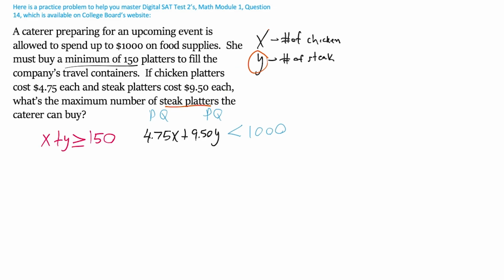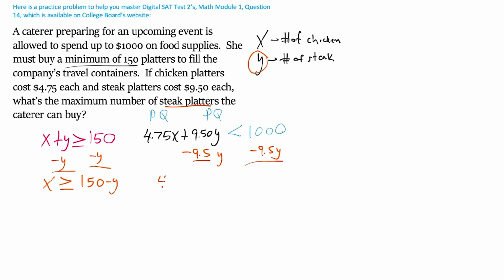In other words, we need to kind of get rid of X. And when you're substituting, the thing that you want to get rid of is the thing that you should solve for. So let me show you how that works. So take away Y from here. We're solving for X because we want to get rid of X. So right now, X is greater than or equal to 150 minus Y. And here we can take away 9.5Y.